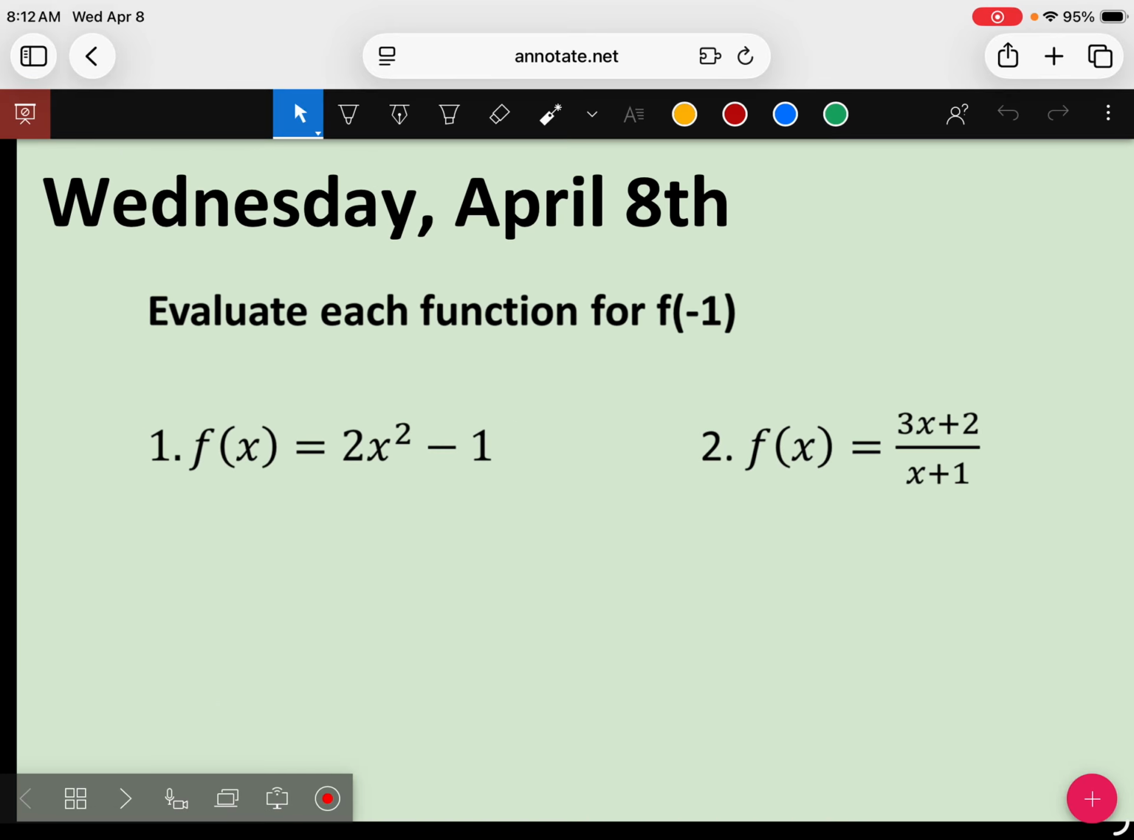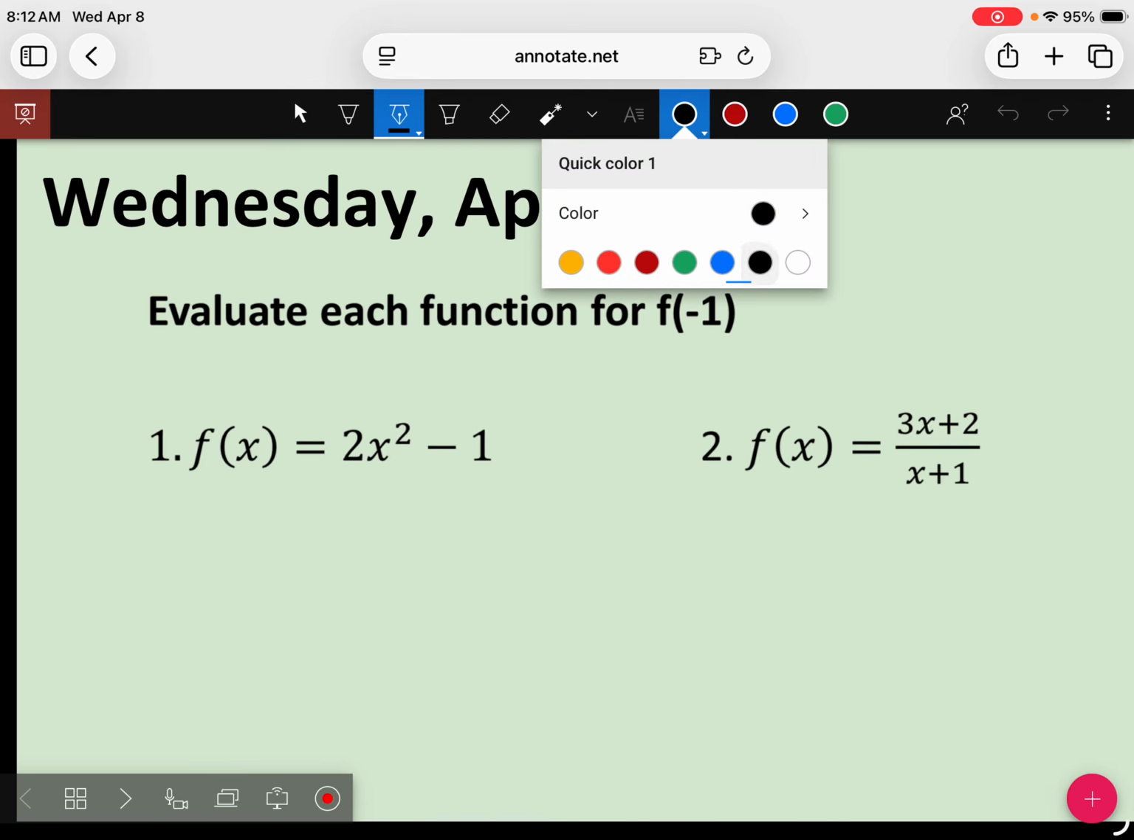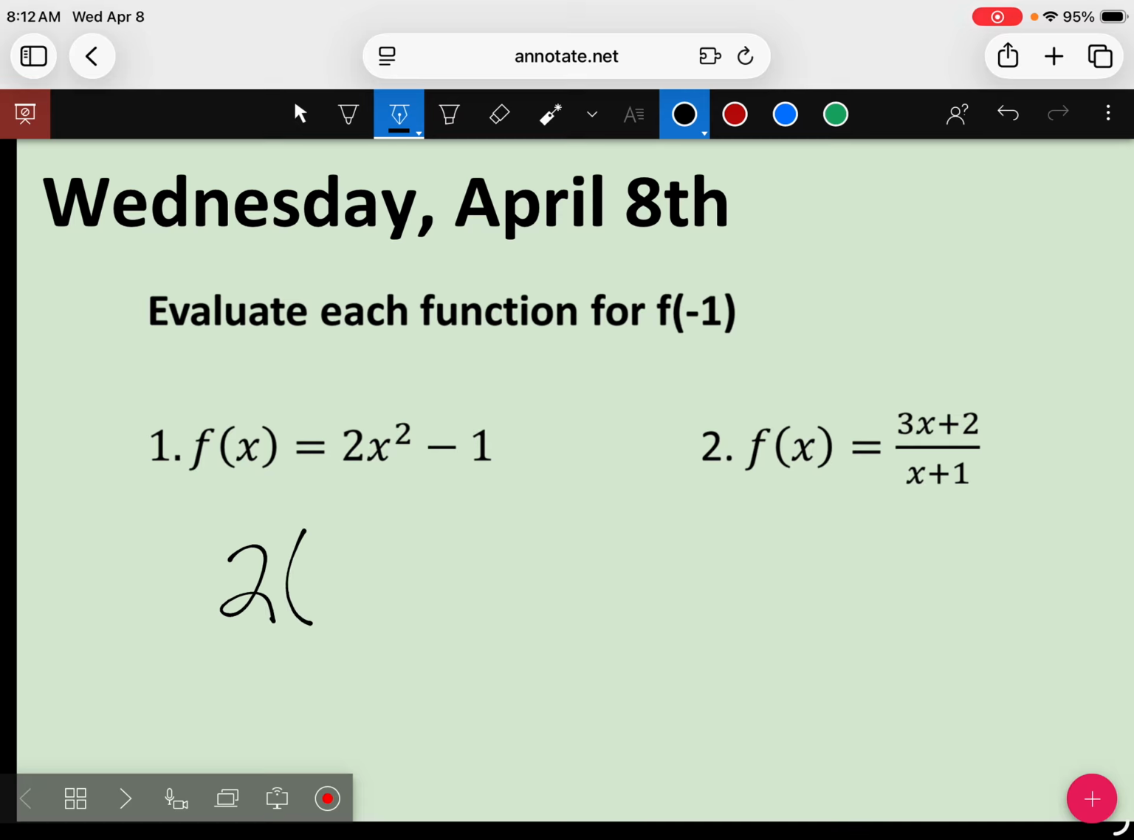So for the first one here, for both of them, we're substituting a -1 in. So for the first one, it would be 2 times -1 squared. It's very important that you follow the order of operations. You can't multiply before you do an exponent. We will always follow PEMDAS. So exponent comes before multiplication.